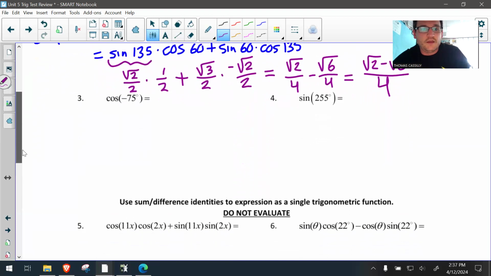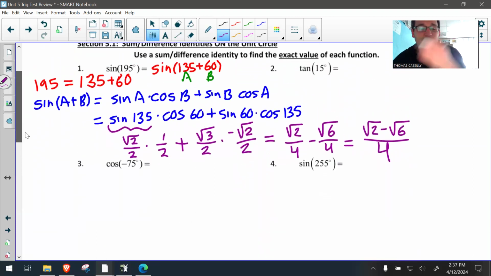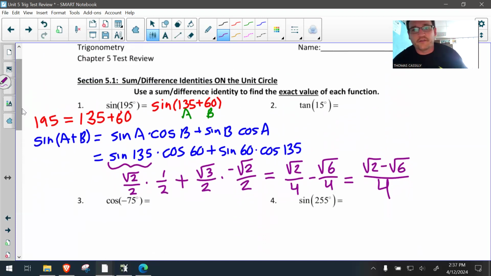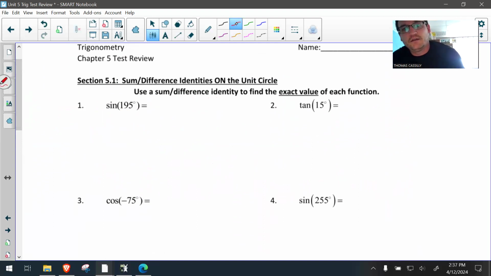These are taking up a lot of space. All right, I'm just going to clear all this out. The next one. All right, so pause the video. If you don't have that written down, pause the video. It's going away. Tangent of 15 now.